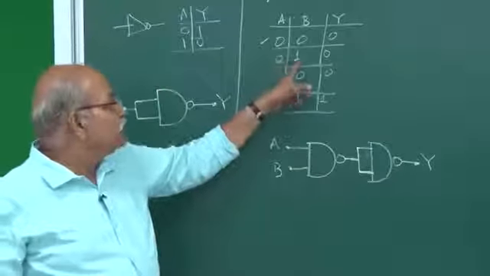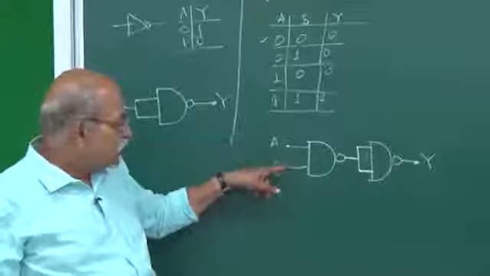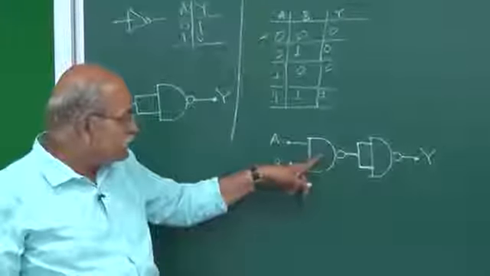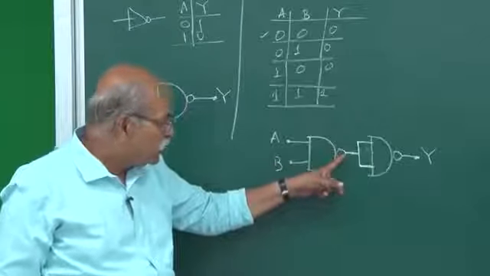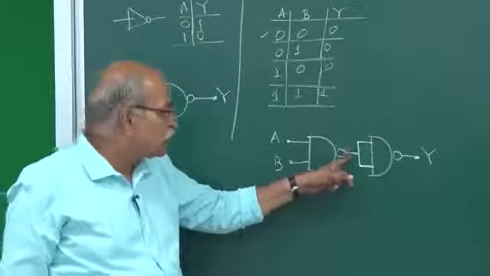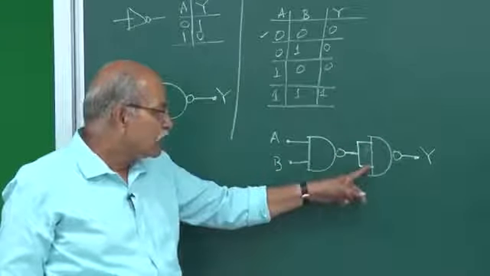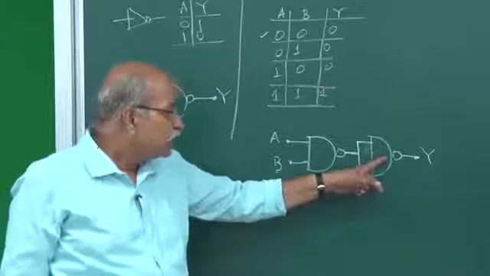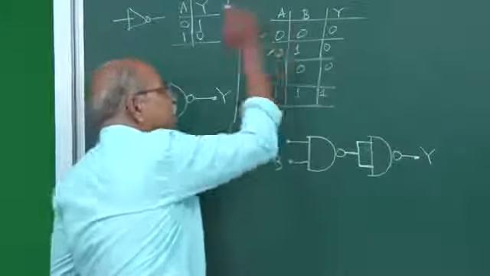A is 0, B is 1. So A is 0 and B is 1. 0 and 1, AND gate will give me 0. And therefore NOT of that will be 1. And so here it goes 1, here it goes 1. And 1 and 1, AND will give me 1 and NOT of that will give me 0. So this is 0, that's fine.